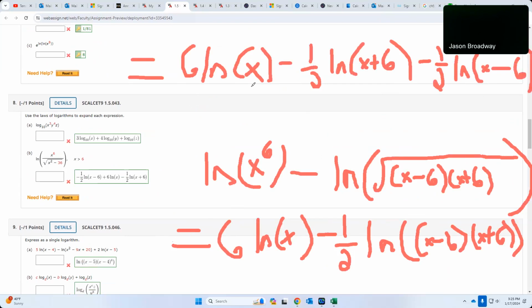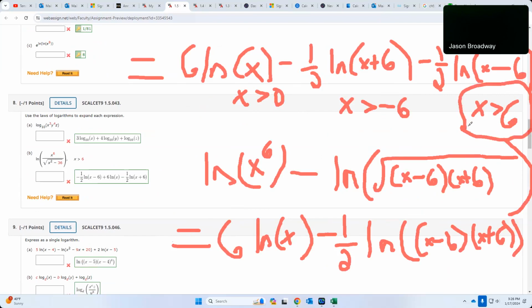Now, domains. This first guy here says that x has to be greater than 0. You want the interior to be positive. This second guy says that x has to be greater than -6 to keep that interior positive. This third guy says that x has to be greater than +6. But we've got to obey the one that's the fussiest, the most restrictive. Well, that would be x greater than +6. If you're greater than +6, you obey all the others by default. So this is the one we adopt. Greater than +6.